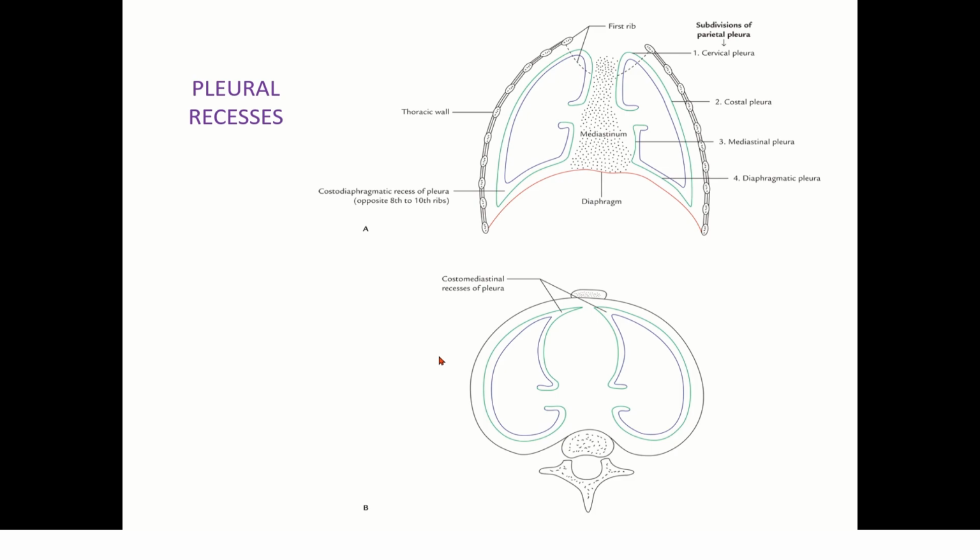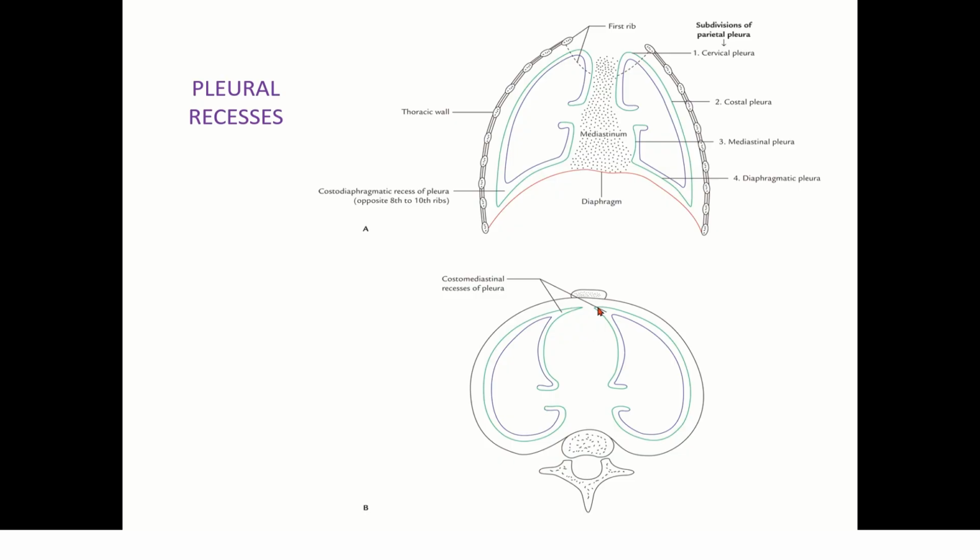So now if you see the pleural recesses, you can observe here the costodiaphragmatic recess opposite the 8th to 10th ribs, a semilunar recess between the lower end of the lung and the lower end of the pleural reflection where the costal pleura becomes the diaphragmatic pleura. So this is the semilunar recess, the costodiaphragmatic recess, otherwise called the phrenico-costal sinus.